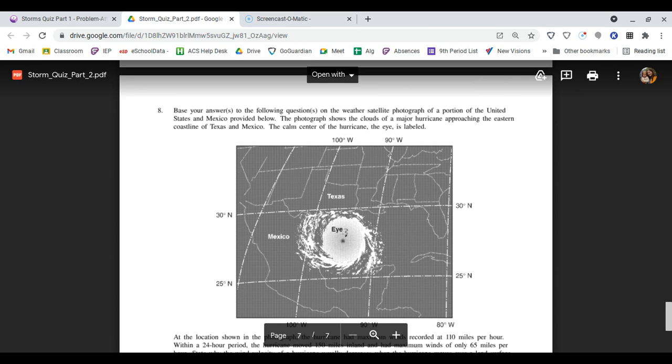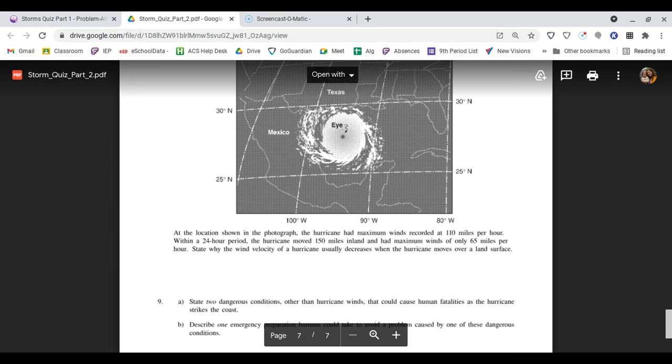Number 8. Let's see what they want with this one. It says this photograph shows the clouds of a major hurricane approaching the eastern coastline of Texas and Mexico. The calm center of the hurricane, the eye, is labeled. At the location shown in this photograph, the hurricane had maximum winds recorded at 110 miles per hour. Within a 24-hour period, the hurricane moved 150 miles inland and had maximum winds of only 65 miles per hour.